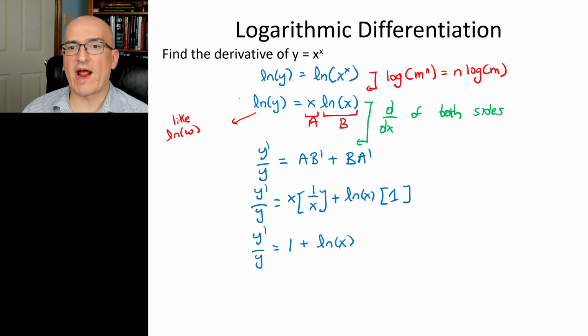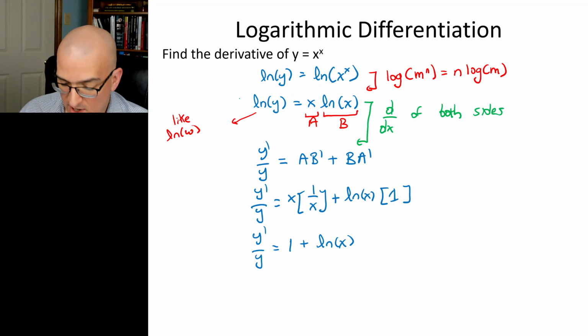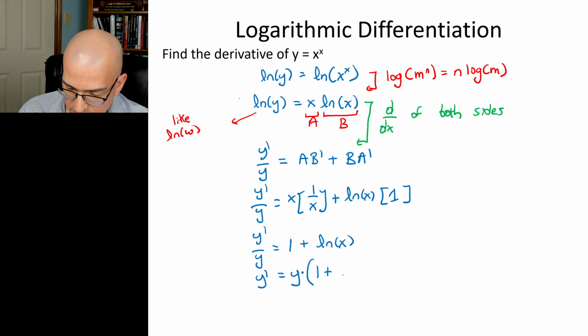Now this isn't what we were asked for. We were asked for y prime. We currently have y prime divided by y. So I'm going to cross multiply and get y prime all by itself. So y prime is equal to y multiplied by both of those terms added together, 1 plus ln of x.